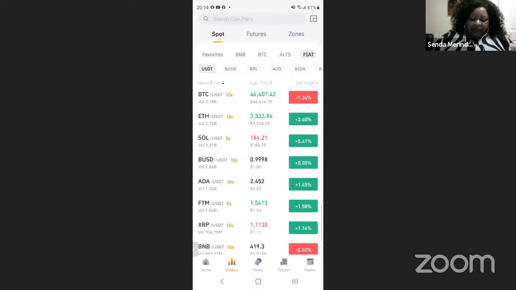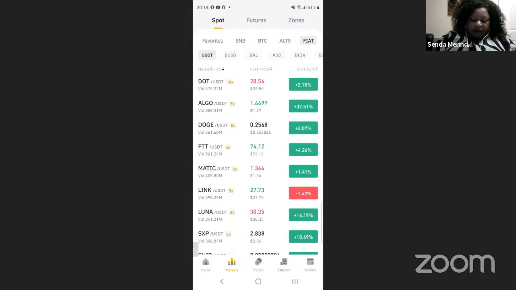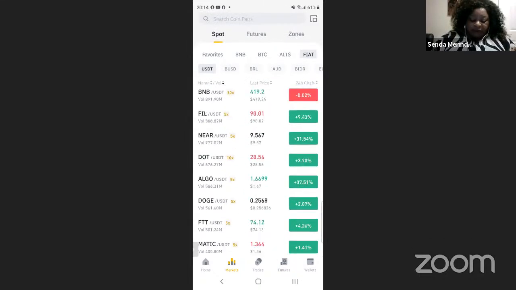And the second line is telling us: is it favorites, BNB, BTC, alts, or fiat? So you're going to click on fiat because we are trading with USDT, remember. So it's going to be whatever coins against USDT. Once you have that, it's going to populate all the coins. As you can see, BTC, the first one against USDT, Ethereum against USDT, Solana against USDT. All of these coins are against USDT.